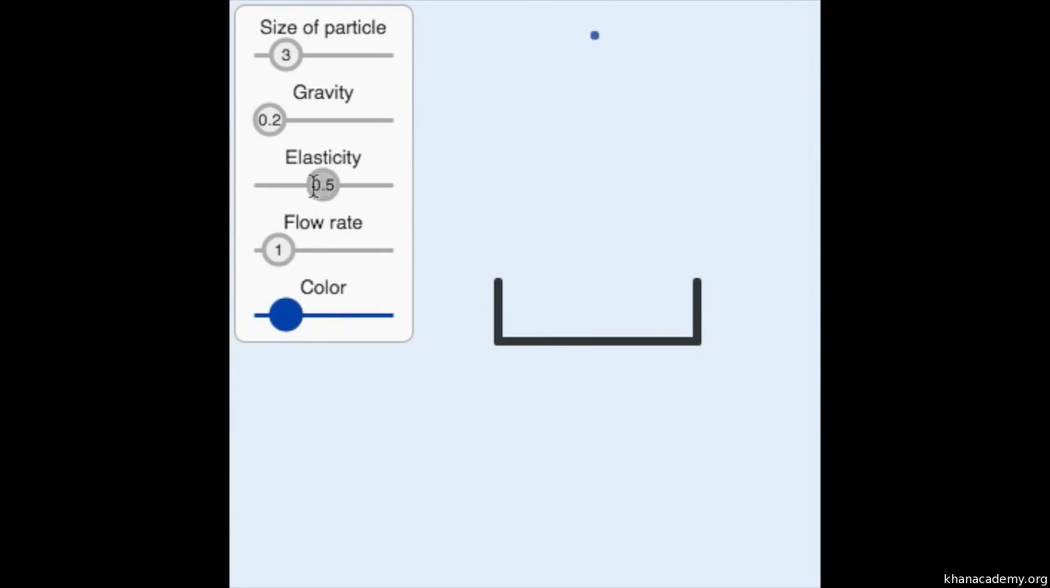Let's pause here so you can use the next exercise to get some experience with the range of particle behavior you can achieve by changing the particle size, gravity, and elasticity.